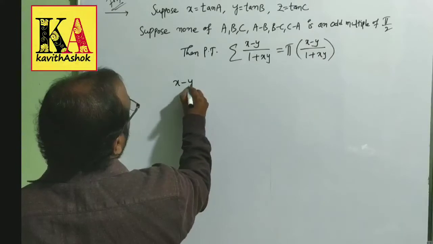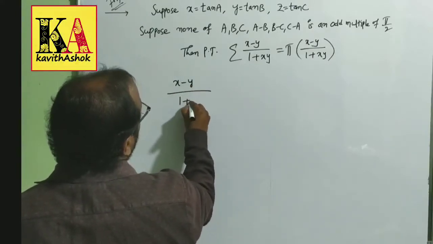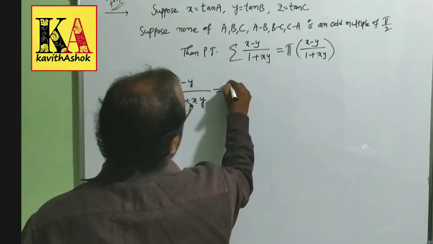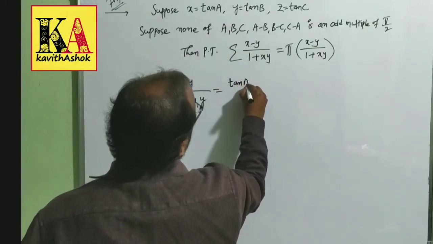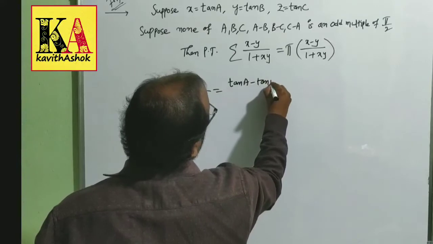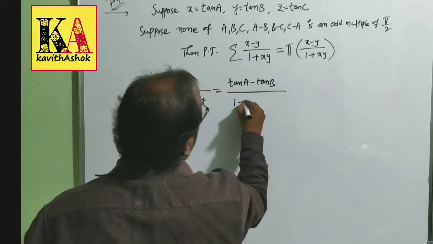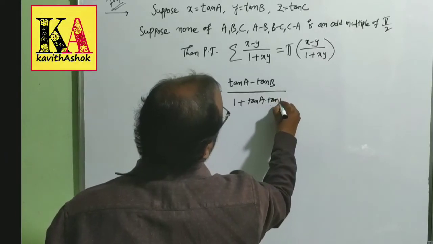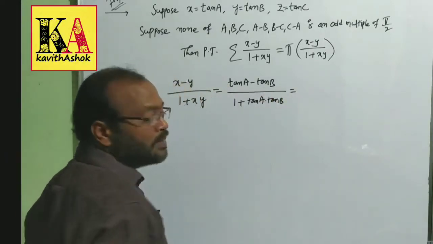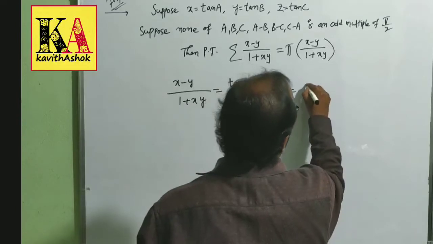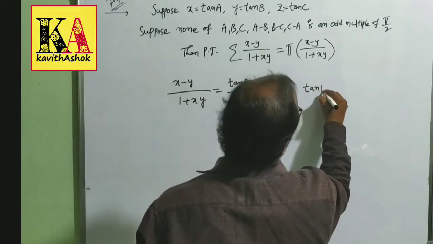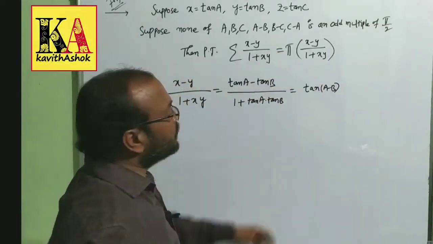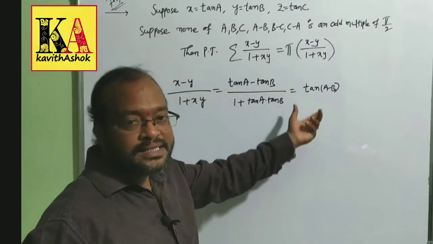x minus y by 1 plus xy. What is x given here? Tan A. So tan A minus tan B by 1 plus tan A tan B, in the sense here, is tan of A minus B. So clear? In the same manner, if you take the remaining terms, we can get tan of A minus B, tan of B minus C, tan of C minus A.